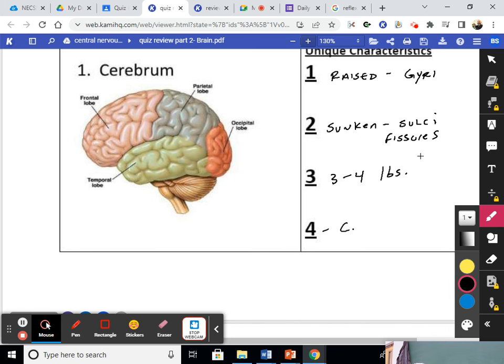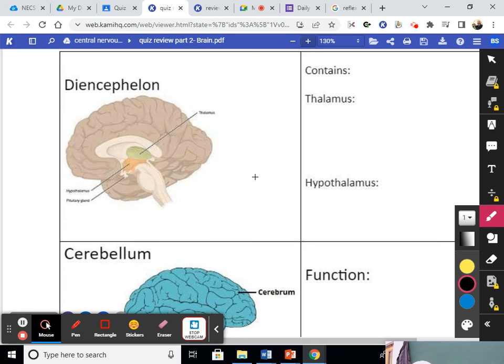We have cerebrospinal fluid surrounding the brain. And we say CSF. That's the fast way to say cerebrospinal fluid. All right, moving on. Oh my goodness, the diencephalon. The thalamus is the relay center.